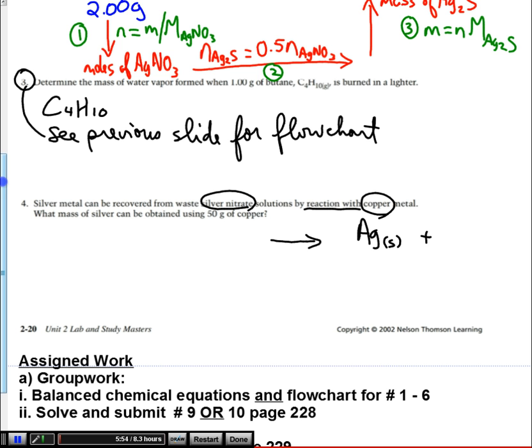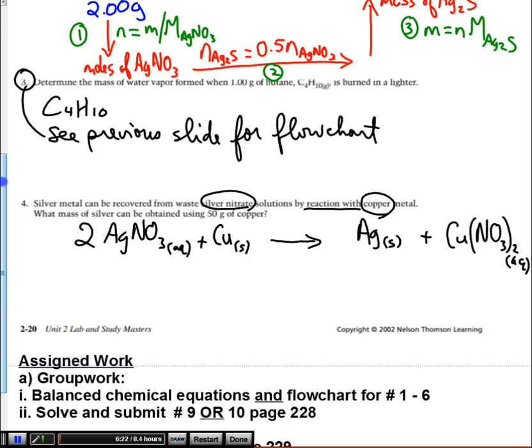We're going to get silver, and then starting with silver nitrate, AgNO3 solution, aqueous, and we're combining that with copper metal, solid. We're going to get copper nitrate. Copper 2 nitrate in this case would be the most common nitrate formed, so Cu(NO3)2, and that's aqueous. As we know, all nitrates are aqueous. So let's balance this. We have two nitrates on the left side, two silver atoms on the right side, and copper is balanced as an element.